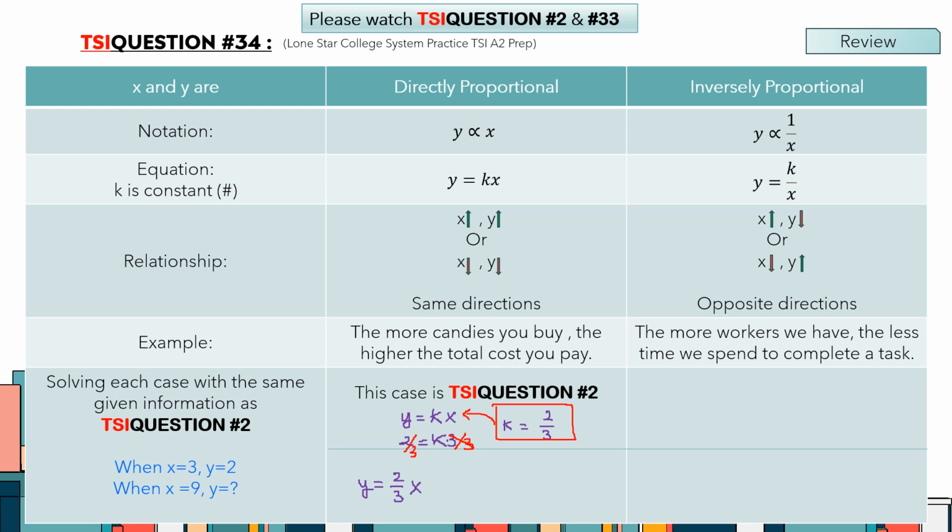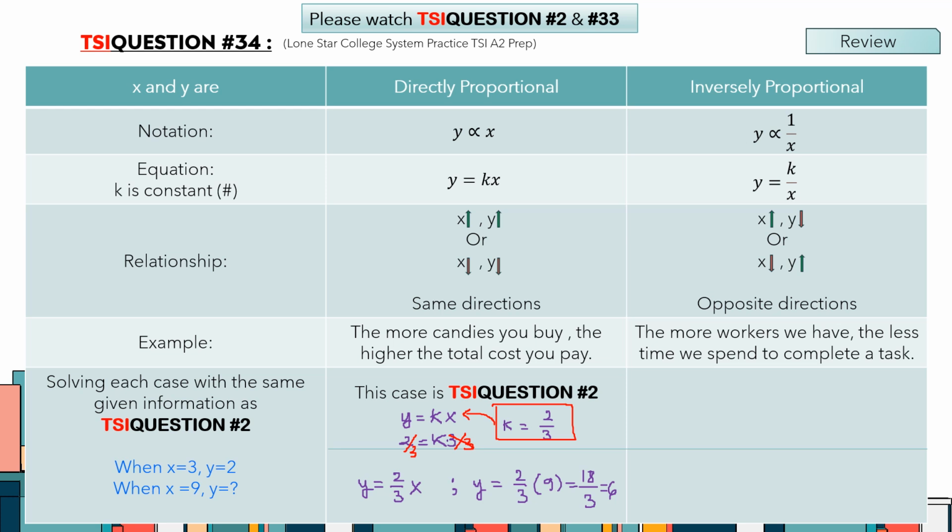Now using that formula, we can find out what the y value is when x is 9. So when x equals 9, we will have 2 times 9 is 18, divided by 3 is 6. Okay?